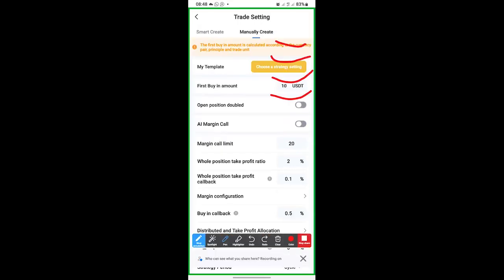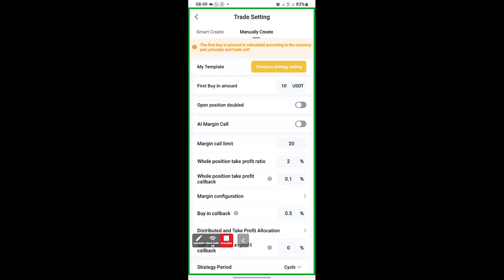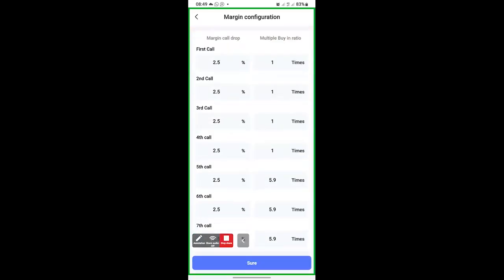Then our big job here, when you understand this section, oh, this is where the magic is, margin configuration. Remember, we said that whatever you put on first buying amount and the margin calls you set, you simply come and break it down here, you divide it and instruct your bot on margin configuration. Click on margin configuration exactly here.